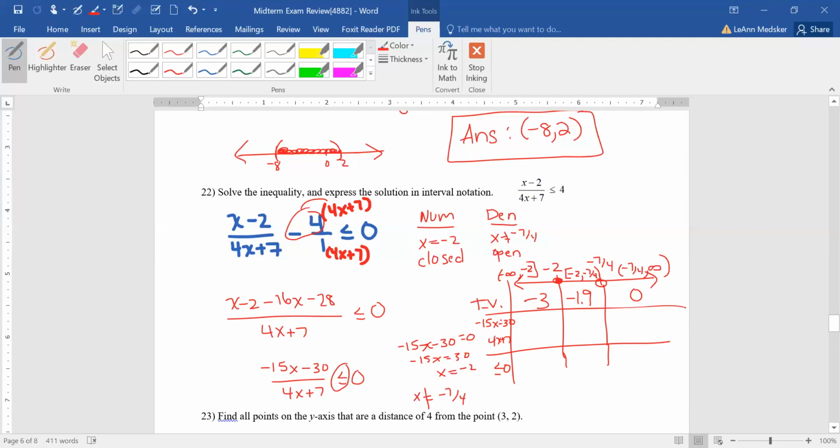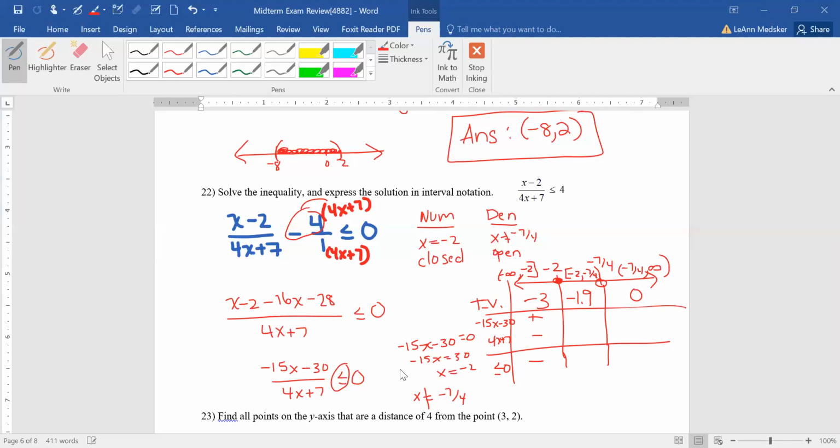So then we look at this. So negative 3 times negative 15 would be positive 45. Minus 30 would be a positive. Negative 12, when you do 4 times negative 3, plus 7, that's going to be a negative. Positive times negative is negative.